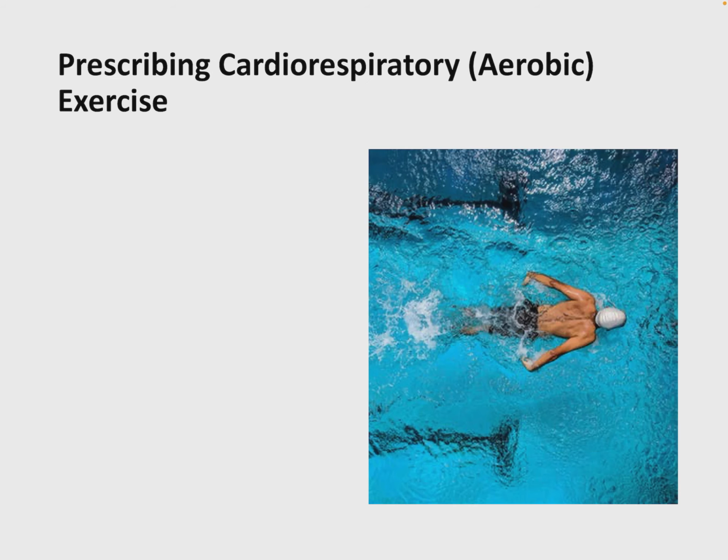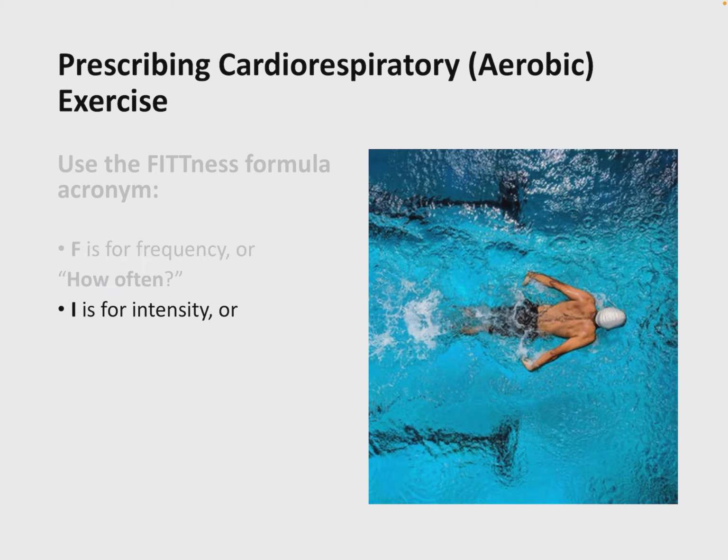When we look at prescribing our cardiorespiratory or aerobic exercise, we use the FITT formula acronym, and F is for frequency, so that's for how often we exercise. I is for intensity, or how hard we exercise. T is for the time, or how long we exercise for. And the second T is for type, or which activities.